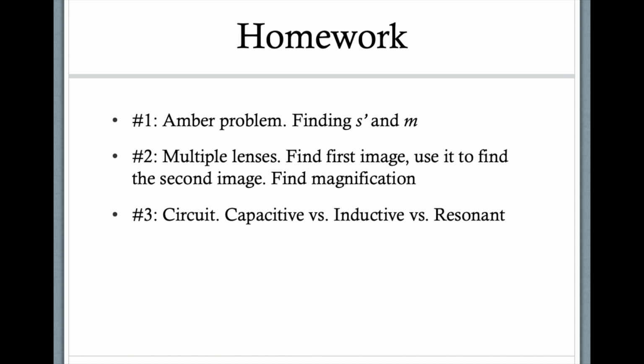In your homework, you have 3 problems. The first is an amber problem. This is similar to our final example, except you want to find S prime and M. The second one is a multiple lens problem. Find the first image, use it to find the second image, and then find the magnification. In the problem, they ask about the real focus. All this means is that you should use the steps, except that the first S is going to be infinitely far away. Note that 1 over infinity has a limit of 0. So this will simplify your lens equation.